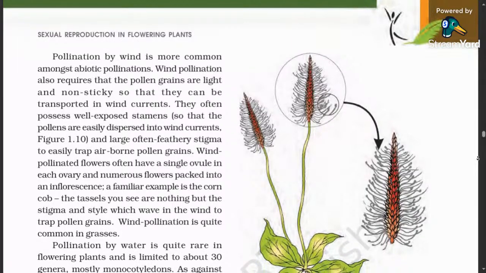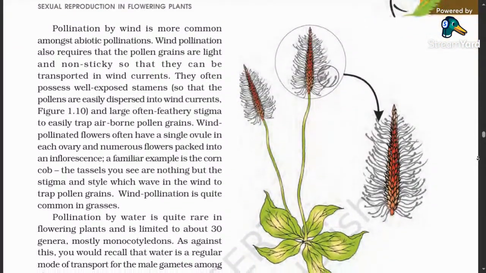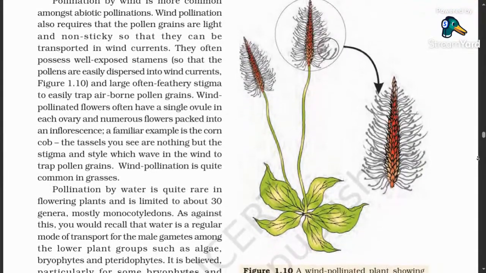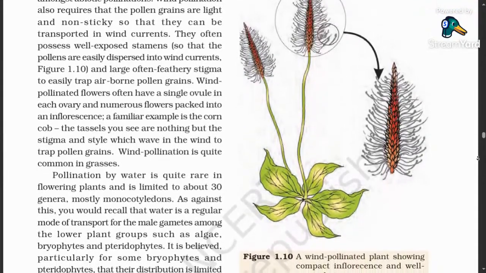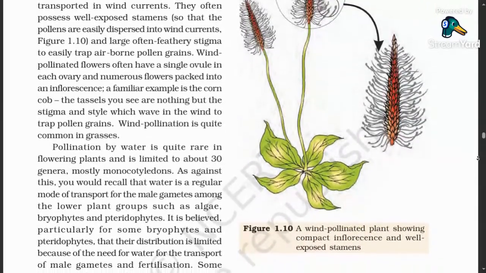Wind-pollinated flowers often have a single ovule in each ovary and numerous flowers packed into an inflorescence. A familiar example is the corn cob. The tassels you see are nothing but the stigma and the style, which wave in the wind to trap pollen grains. Wind pollination is quite common in grasses.